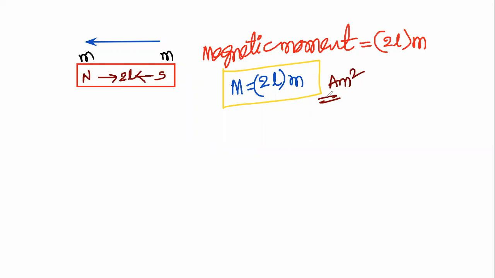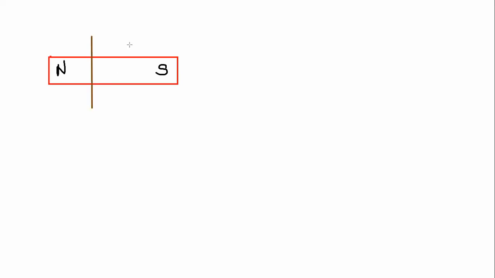So when we cut this bar magnet into parts, let us suppose this is a bar magnet consisting of North Pole and South Pole. If I cut it like this, and like this, how many parts? 1, 2, 3. We cut 3 parts. What about the new length of the magnet? Length of each part after cutting, 2L dash is equal to 2L divided by 3. So length became 1 by 3.